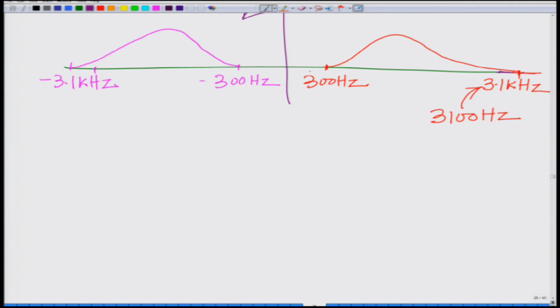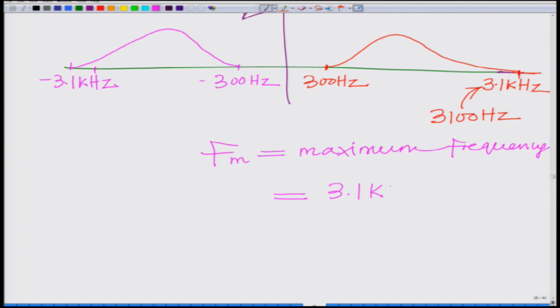Now, therefore, you can see the maximum frequency Fm in this case study of the voice signal. We are considering the multiplexing of 24 voice signals. Maximum frequency equals 3.1 kilohertz. That is the maximum frequency of the human voice signal.